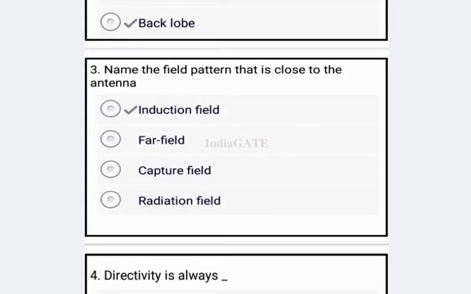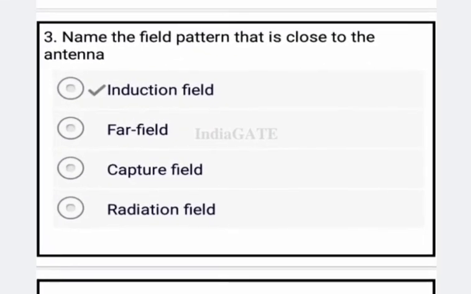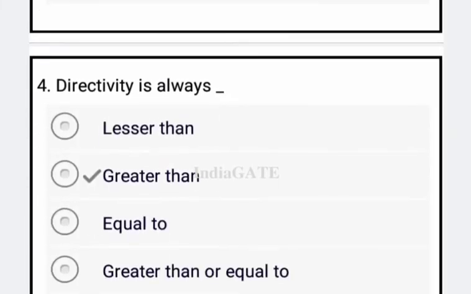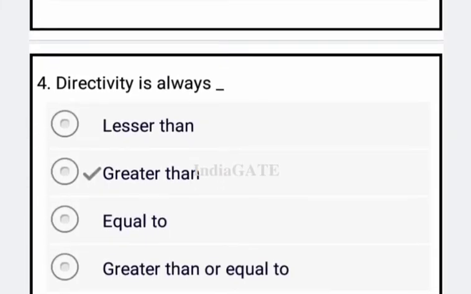Next question. Name of the field pattern that is close to the antenna. So the correct answer for this question is option A, that is your induction field. Next question. Directivity is always. So the correct answer for this question is option B, that is greater than.